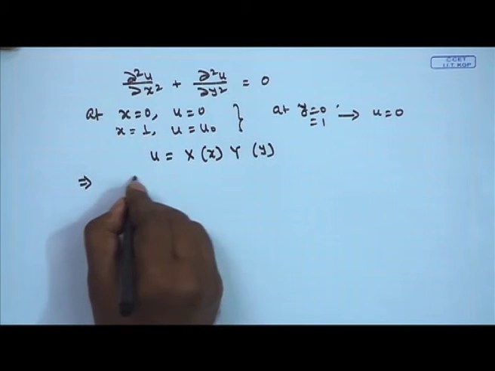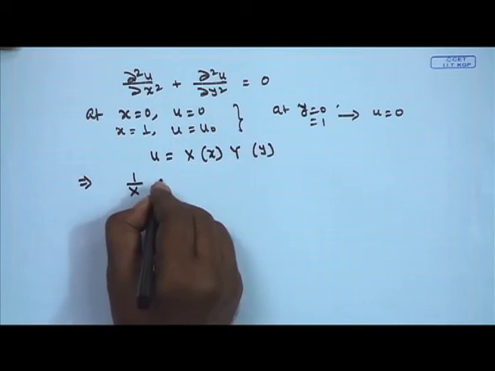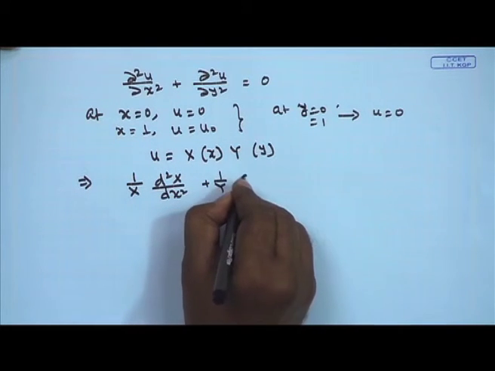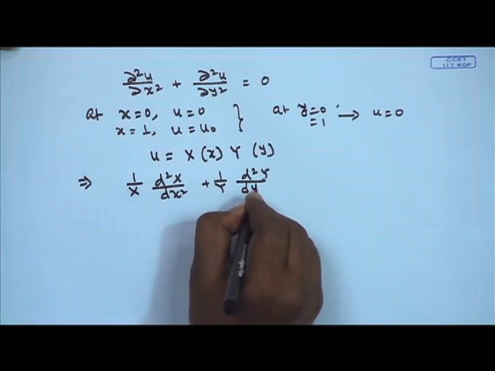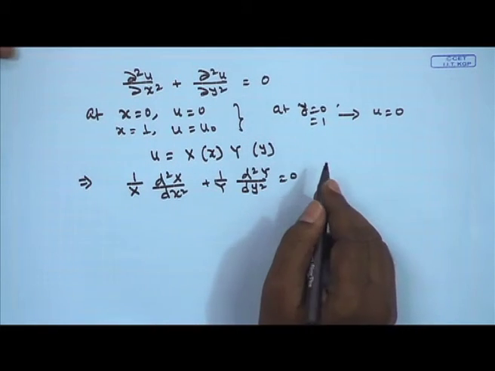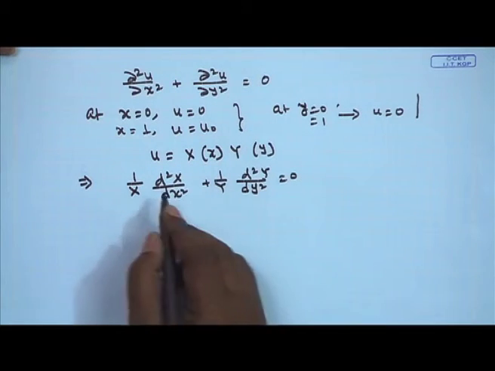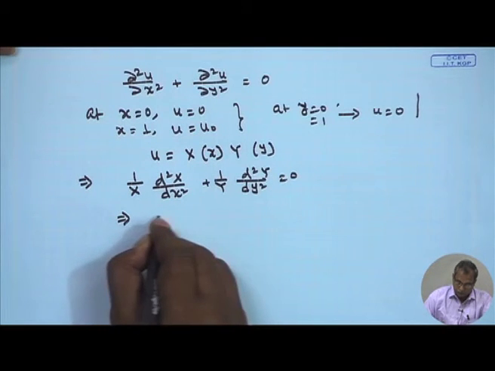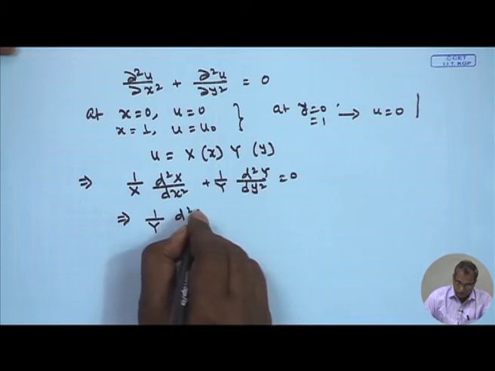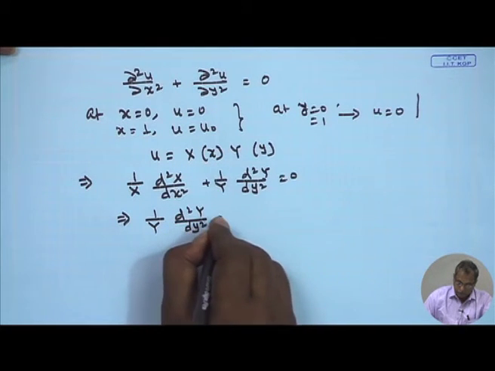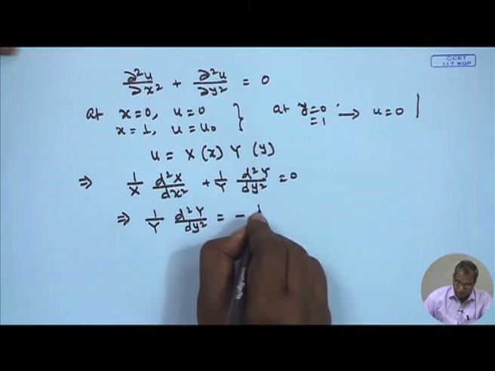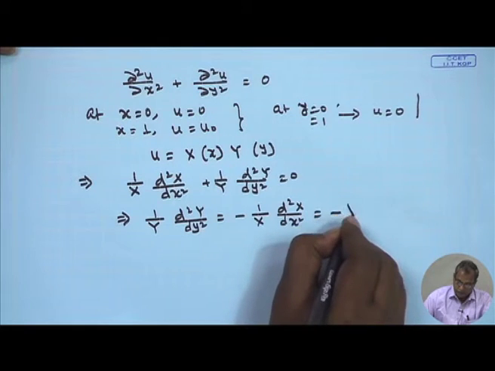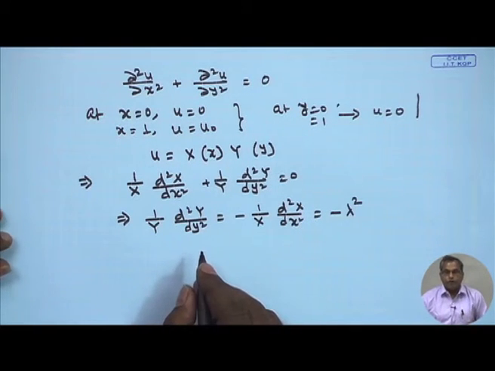After separating the variables, we will have 1/X d²X/dx² + 1/Y d²Y/dy² = 0. We will formulate a standard eigenvalue problem in the y direction, because the boundary conditions are homogeneous there. So, 1/Y d²Y/dy² = -1/X d²X/dx² = -λ², in order to have a non-trivial solution.